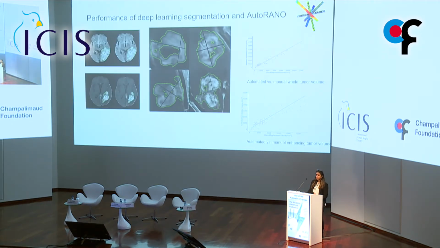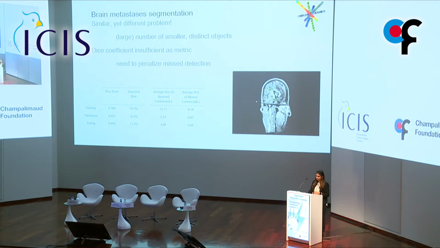Very standard network. The other thing that we can now do is actually automatically do RANO measurements, so not only have the volume, but also have bidirectional measurements. We can now compare that with what human experts have for the response assessment and so on, and see how well that response.